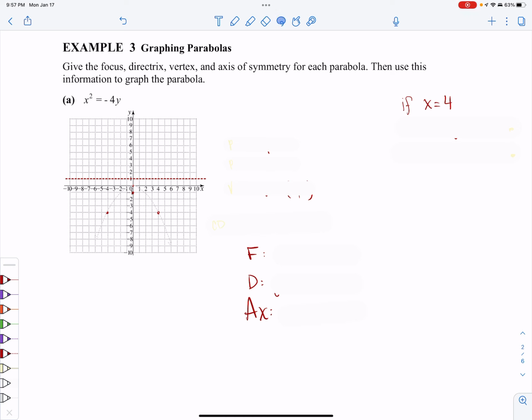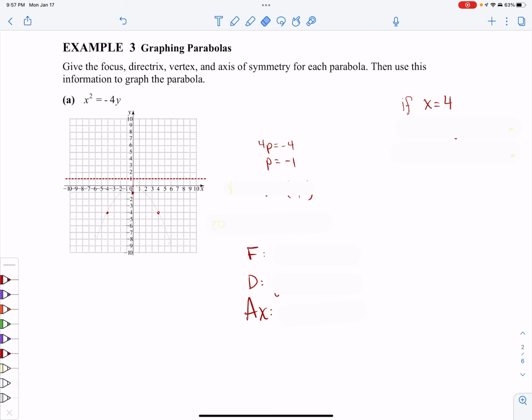Remember that your p-value, this right here, is the 4p. If you go back to your standard equation, this is 4p. So I'm going to take that -4 and I'm going to set it equal to 4p, and then I'll solve so that I know that my p-value is -1.